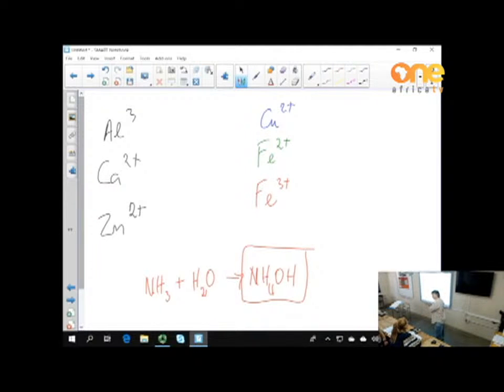A light blue precipitate. What will I get with iron 2? A green precipitate. What will I get with iron 3? A red precipitate. And what will I get over here? A white precipitate. Okay, go back to your notes. I'm busy with aluminium, zinc, and calcium.